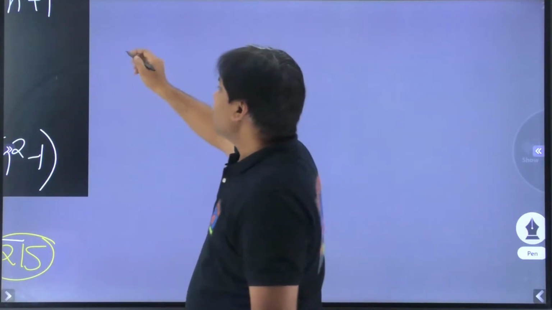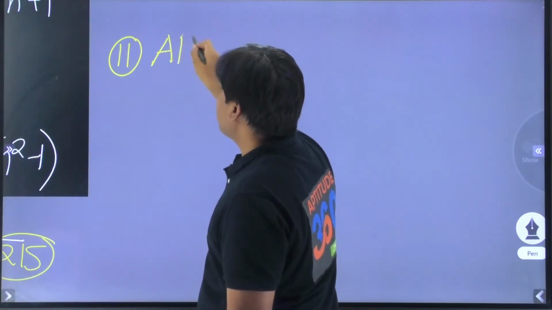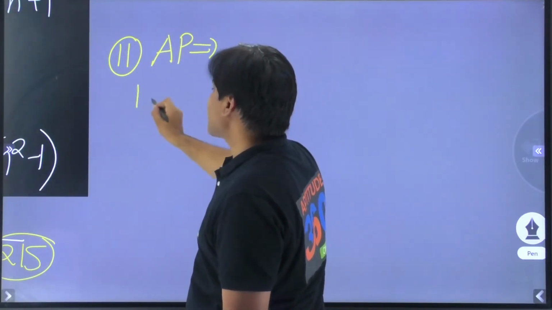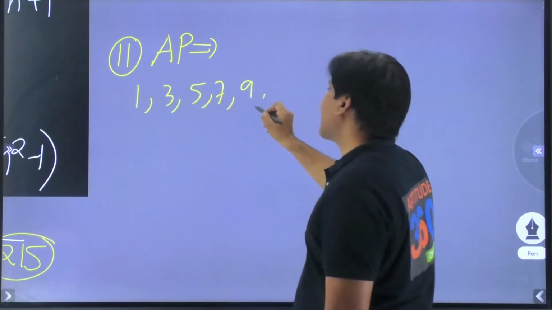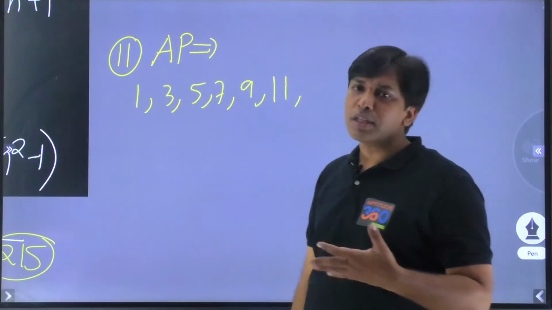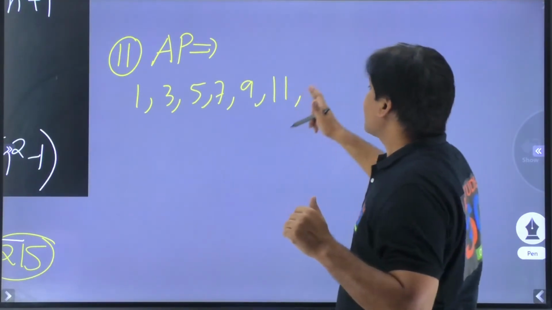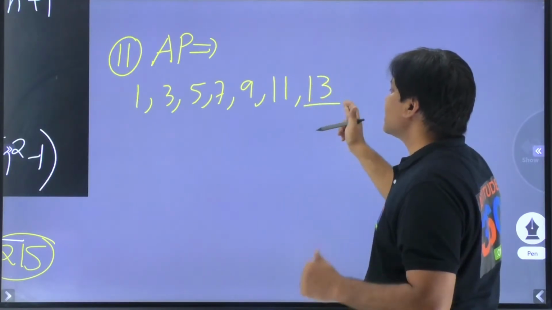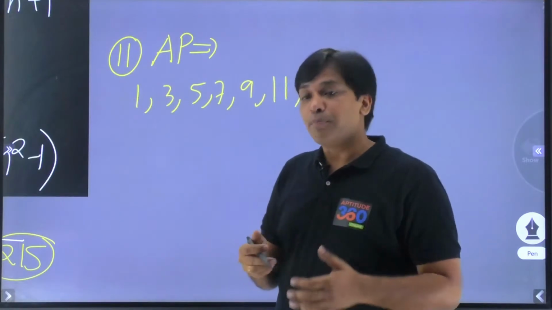The second way to think of these problems is if they are in AP. So which is this? 1, 3, and then 5, and then 7, and then 9, and then 11. For you, it is a very simple job to say what is the next term. The next term out here is going to be 13, isn't it? So all the terms are in arithmetic progression.